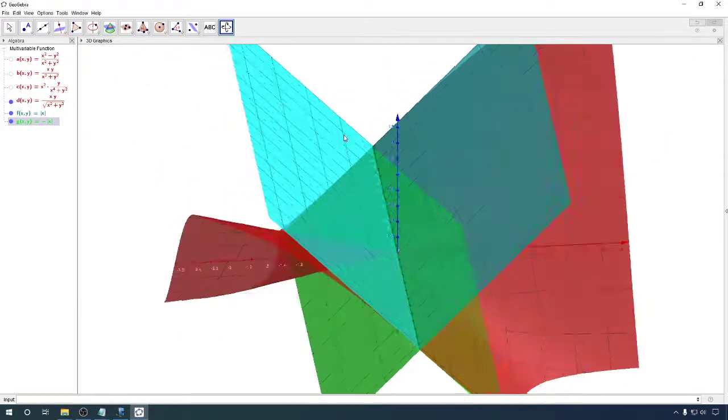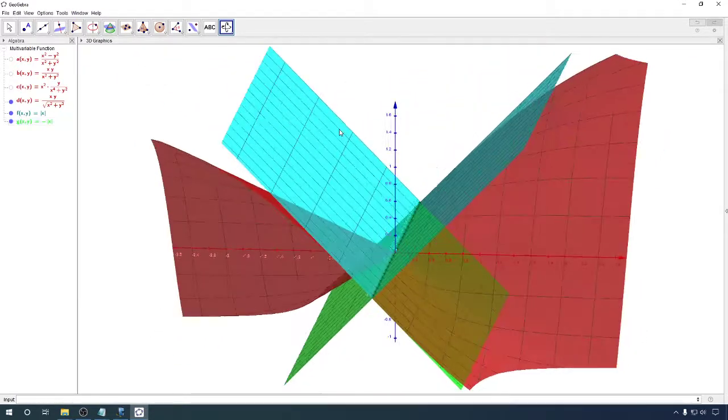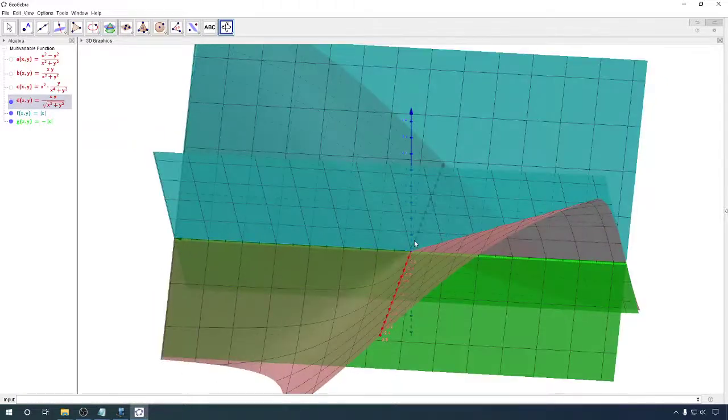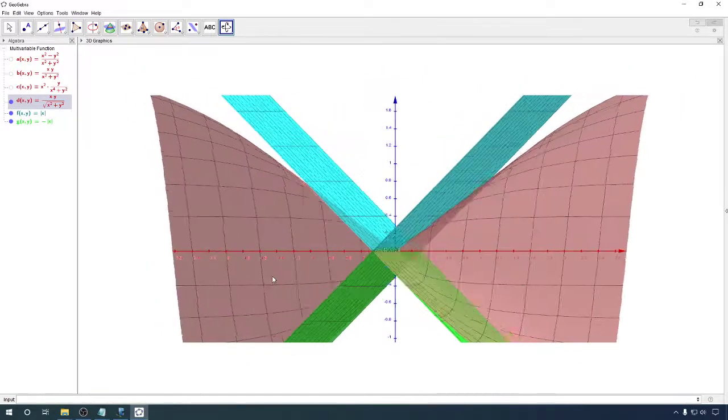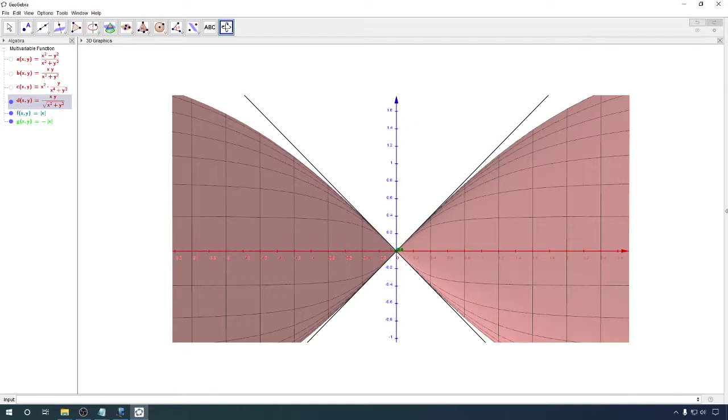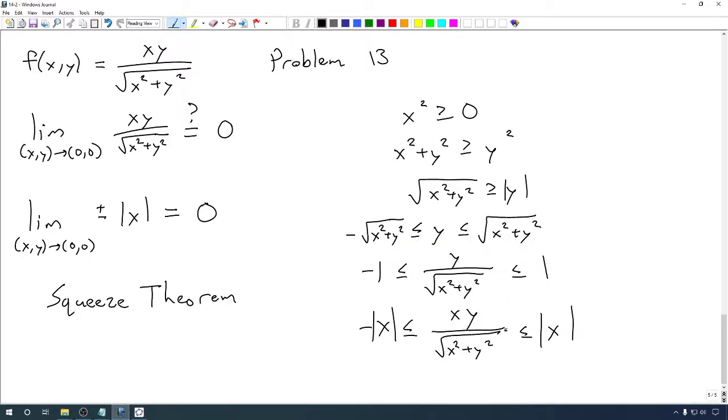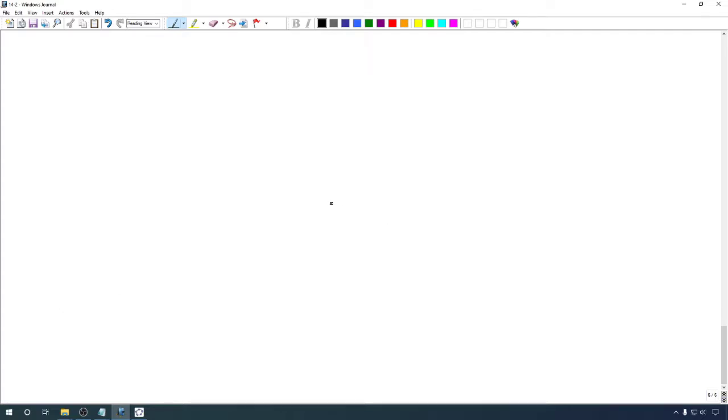And so our red surface is always between these two surfaces, and so there's only one place our function could go. It's squeezed in the middle there, and so it has to go to 0. It's just absolutely required. So that's one way we can approach finding these limits, if we don't have continuity at least.